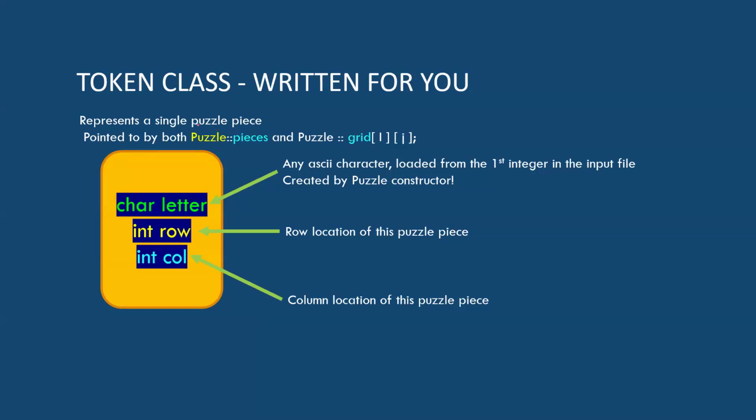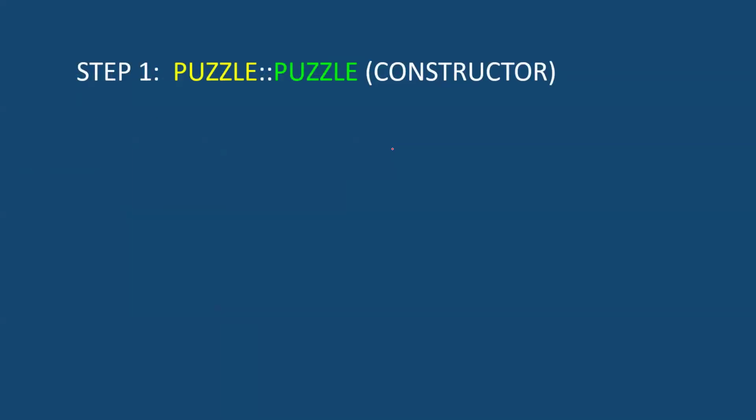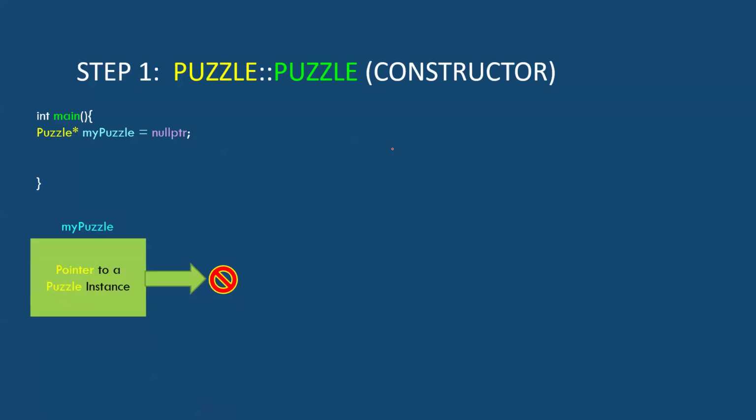Inside our puzzle class, we're going to have an array of pointers, and we'll have a grid of pointers like we saw on the previous page, and they will each be pointing to an instance of the token. We'll see more about that in just a minute. But that's our token class. Then we have our puzzle class. It's our only other class. So this is all we need in main.